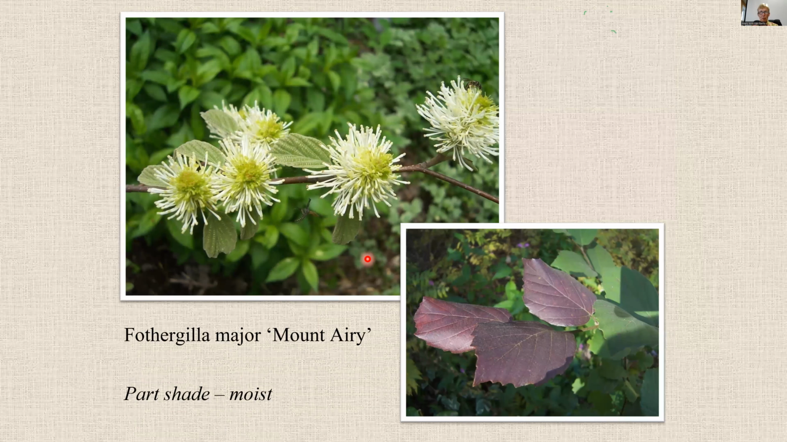Fothergilla is one of my favorite shrubs. I've got a couple different varieties. This is Mount Airy, the cultivar. Little bottle brush flowers. It's not a tall shrub. It's about a meter tall, so 36 to 40 inches tall. Has good deep green foliage all season.